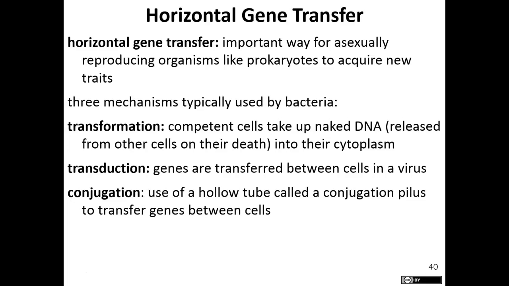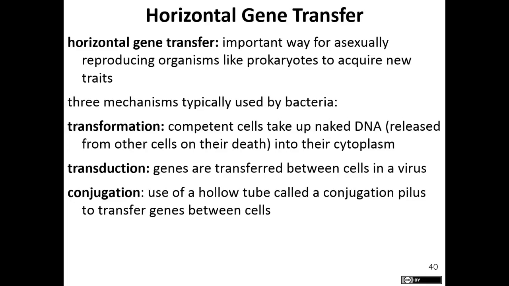Transformation we've talked about a bit when we talked about Frederick Griffith. Transformation occurs when a competent cell takes up DNA that is considered naked DNA, and the naked DNA came from the death of another cell. So you have one cell that dies in a solution, the DNA leaks out, another cell in that same solution can pick up that DNA. Transduction we also talked about in chapter, I think it was 6, where we talked about viruses. And transduction occurs when a bacterial virus or a bacteriophage transfers genes from one cell to another cell.